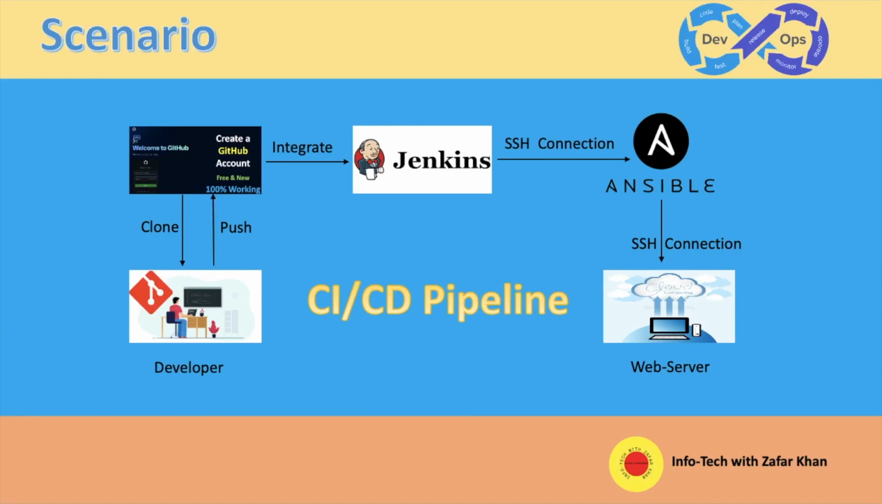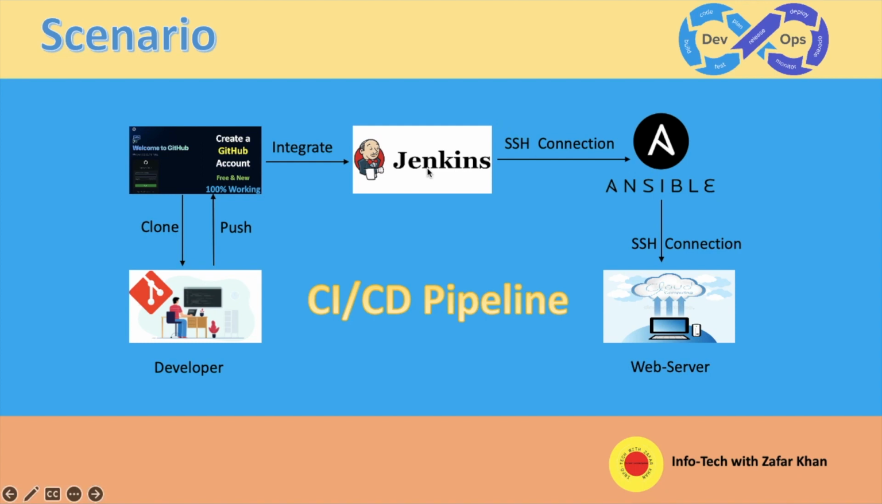So we have four servers. One is the developer server where Git needs to be installed to clone and push the file into GitHub. There is another server called Jenkins server. We will install Git in the Jenkins server as well to integrate with GitHub. There will be another server called Ansible, to deploy the application through Jenkins. Ansible server and Jenkins are connected via SSH. There is another server called web server to browse the output of the application.